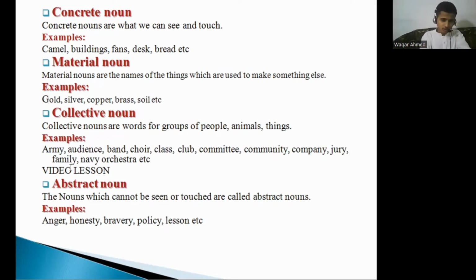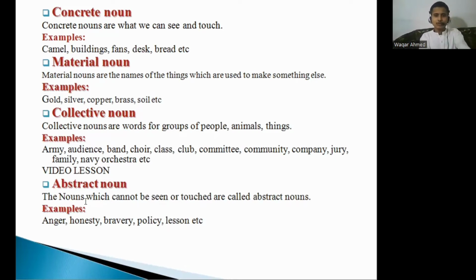And don't you be worried about that. I'm going to upload a separate video lesson on this topic, collective noun, specifically and separately, because it's going to be quite confusing for some of the learners whether to use family is or family are, right? Army has or army have, or we get confused about which helping verbs to be used with such collective nouns. So I'm going to do a video lesson on that. Don't you be worried, just stay tuned.